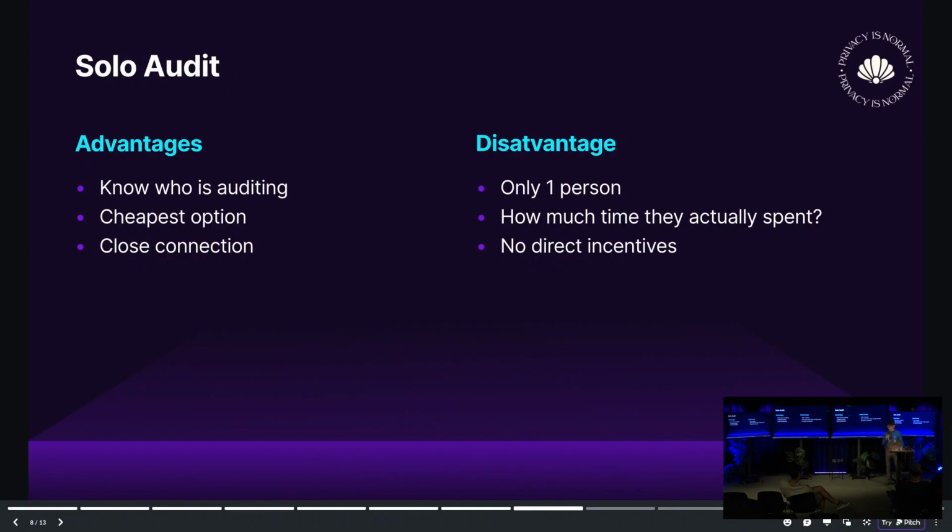And they usually don't have a direct incentive. Obviously, they care about their reputation, but we should never assume somebody will do a fantastic job. We should set some parameters in place to ensure that. So there is nothing that can ensure they will do their maximum with your particular audit.